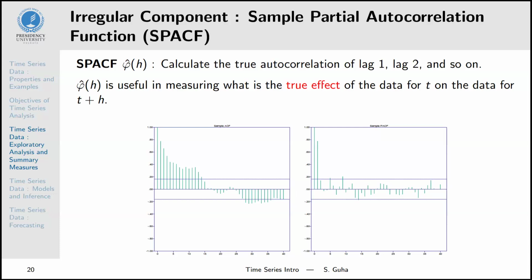So, am I making sense? The difference is conveyed through the sample autocorrelation function and sample partial autocorrelation function. So it is actually measuring the true effect of the data for the tth day on the data on t plus hth day.